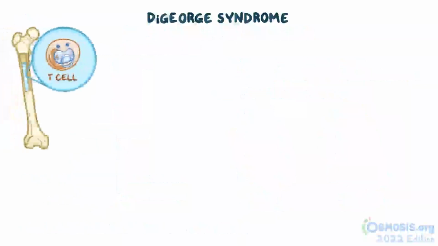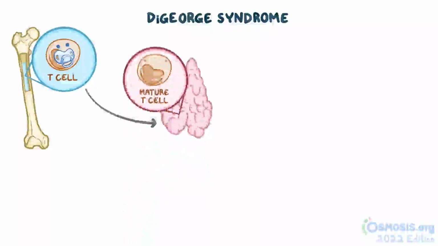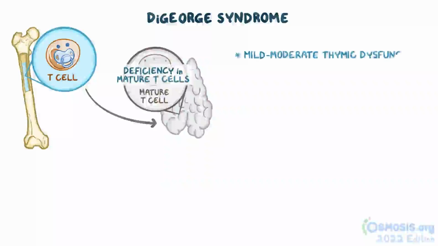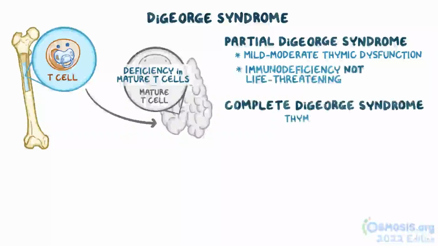T cells are produced in the bone marrow but mature in the thymus. If someone has thymic dysfunction, the T cells don't mature, and so these people often have a deficiency in mature T cells. It turns out, though, that most people with DiGeorge syndrome have mild to moderate thymic dysfunction called partial DiGeorge syndrome, which means that the immunodeficiency isn't life-threatening. Complete DiGeorge syndrome, though, where thymic dysfunction is severe, can be fatal within the first year of life.